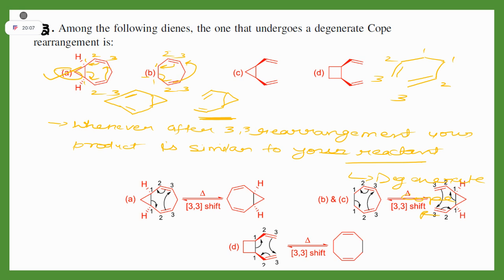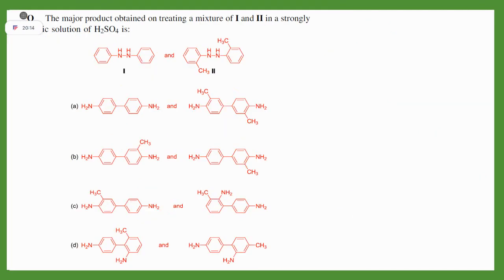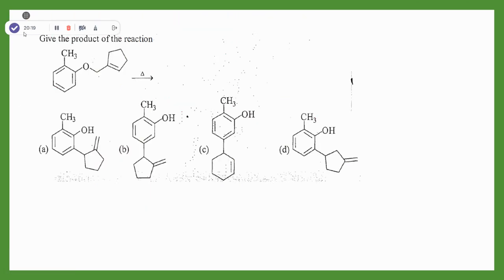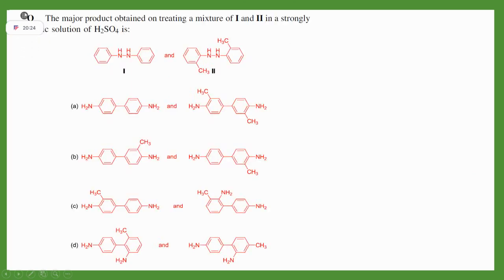I hope you all now differentiate between them. Okay. Wait. Hint for this question is the major product obtained on treating a mixture of 1 and 2 in a strongly acidic solution of H2SO4. They are saying if they heat this mixture in a strongly acidic solution, what will happen?